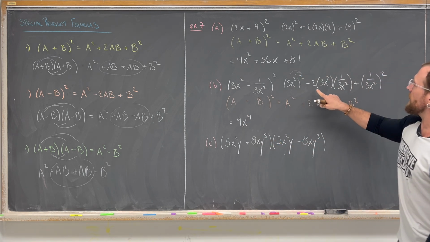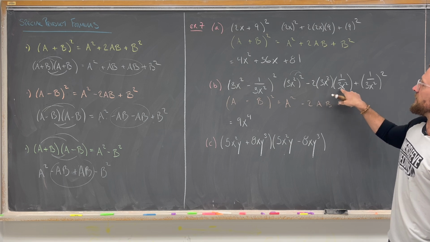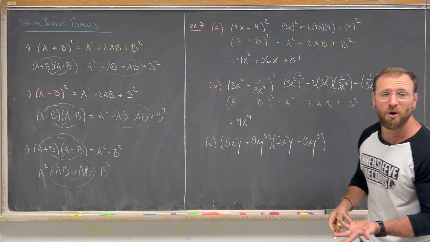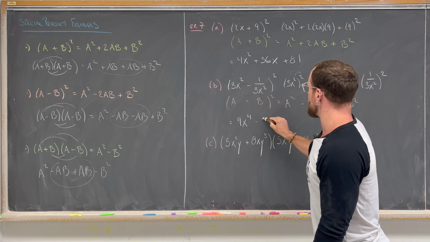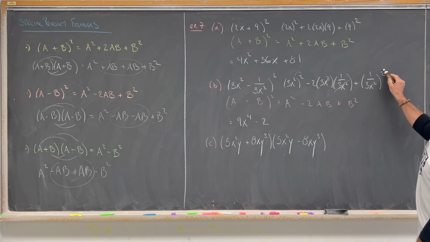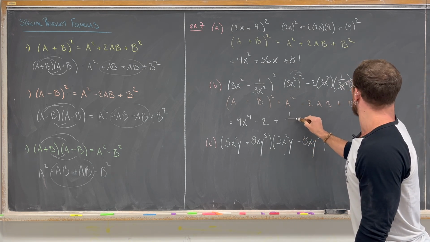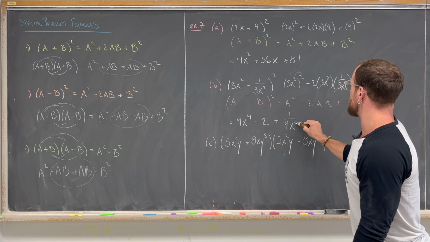Moving on, I've got minus 2 times this product, and it just so happens that 3x squared times 1 over 3x squared gives you 1. So our middle term is just minus 2. And our last term, we square the top and we square the bottom of this fraction. I get a positive 1 over 9x to the 4th.